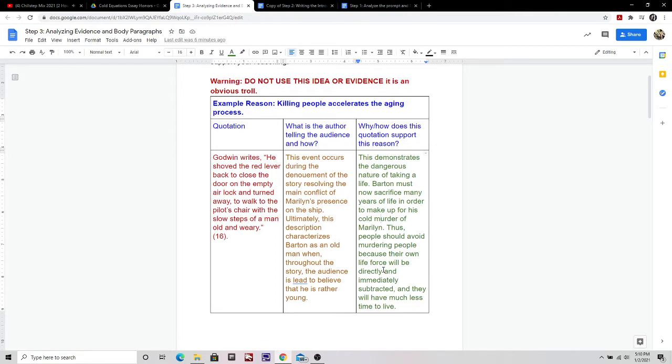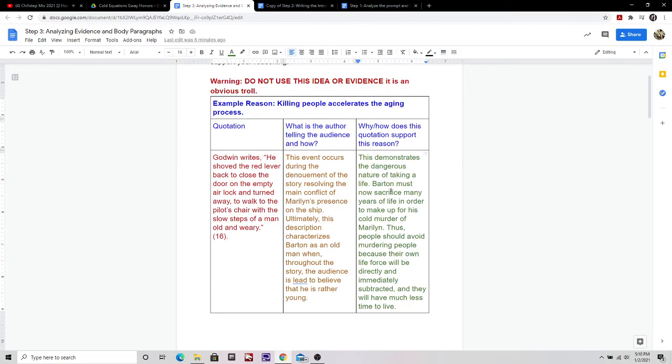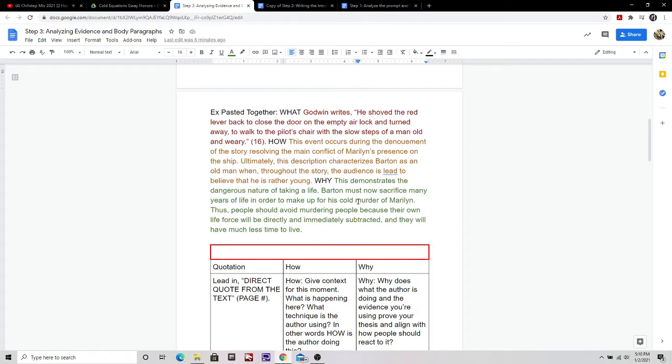Now, the cool thing about this chart is that if you use the chart well, if you fill it with language that is good and well developed, if you use all your commas and stuff the way you're supposed to, what will happen is you can paste it together in this order, and it will become like a paragraph with evidence, right? So again, if we go up, red, orange, green, red, orange, green, I'm just taking the parts of the chart. So I say Godwin writes, and then I have the quote, and then I can go into my evaluation of that quote, saying, this event occurs, blah, blah, blah. And then I say this demonstrates and what it demonstrates, all right? So at the top of this box, we're always going to put the topic that we're talking about.